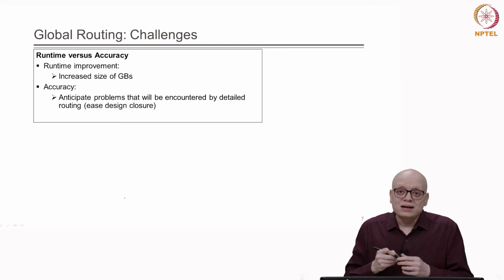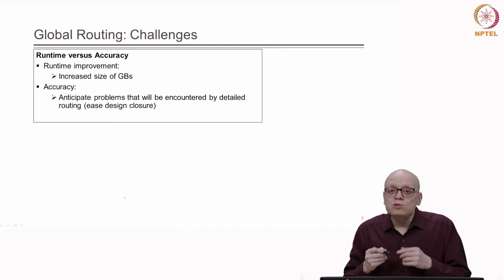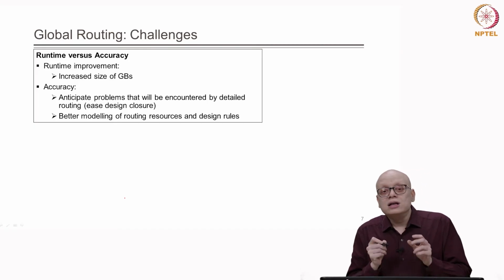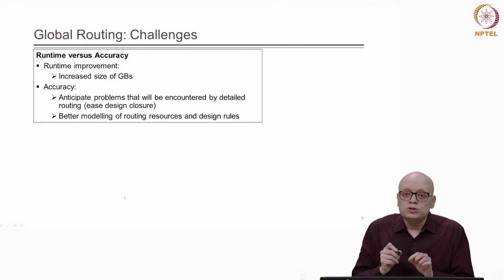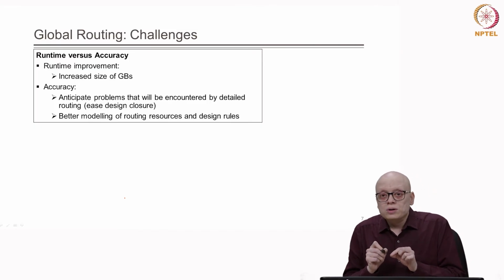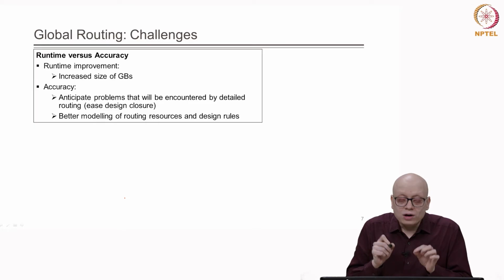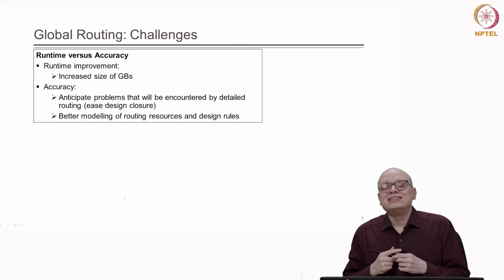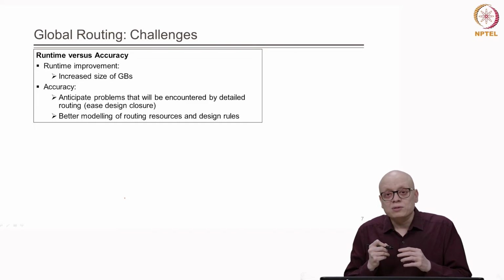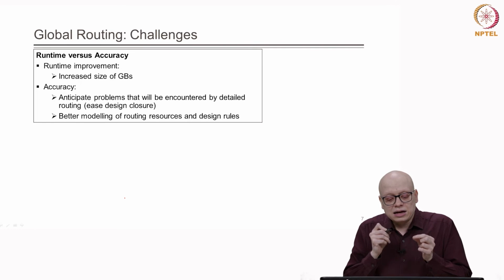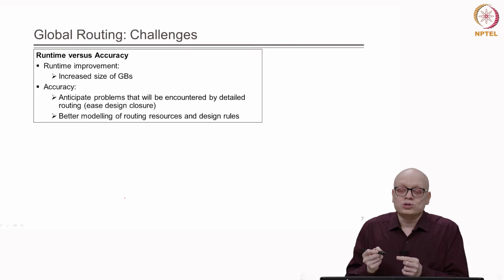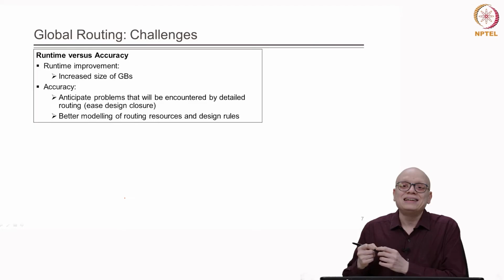So, those kind of design changes can be made by looking at the solution of the global routing. And therefore, the global routing should try to model the problem such that it is similar to the detailed routing problem, right. So, what I mean to say is that the global routing should model, say, the routing resources in a fashion which is similar to what is seen by the detailed router.